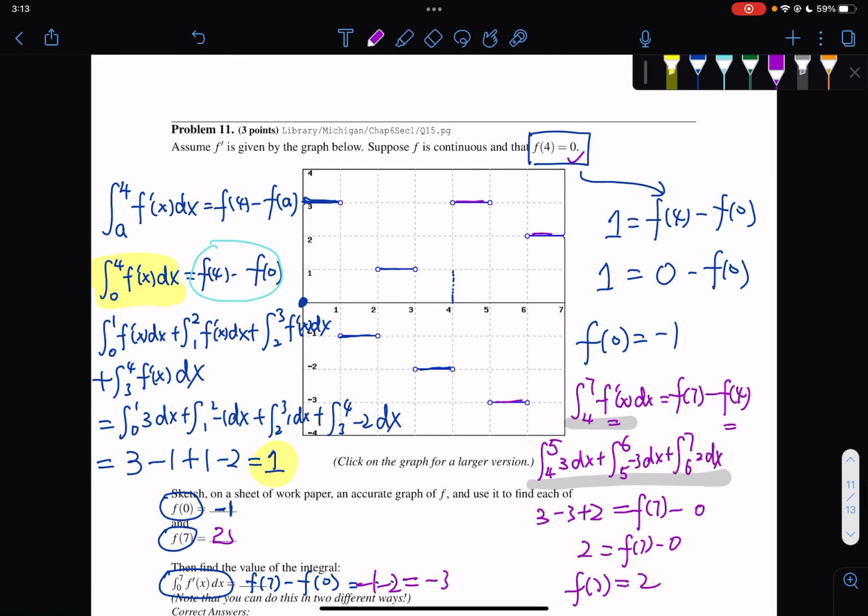So basically, we use the fundamental theorem of calculus with the help of one point, as well as the derivative value as a piecewise function. I can use the integration to help me identify f of 0 and f of 7. Hence, I know the integration of 0 through 7 for f prime of x.